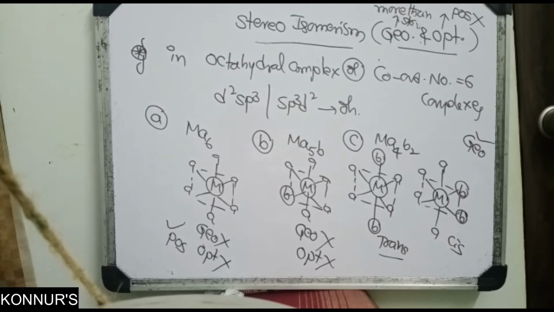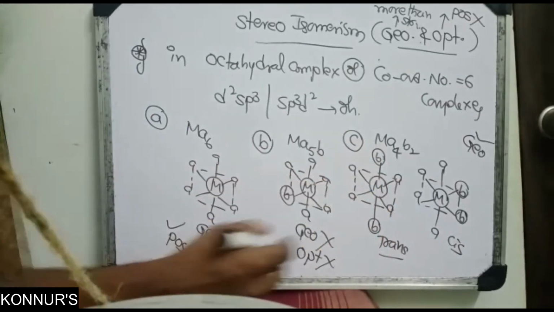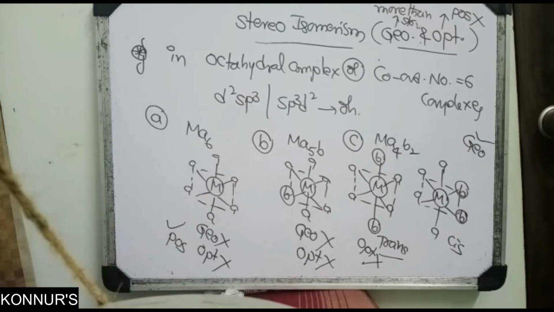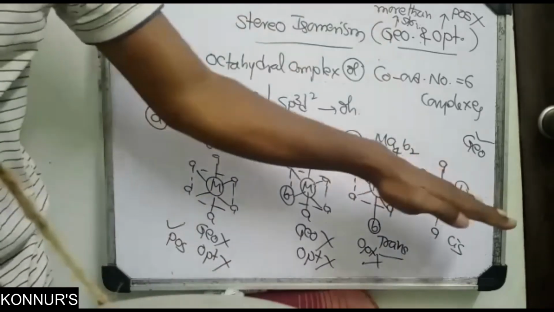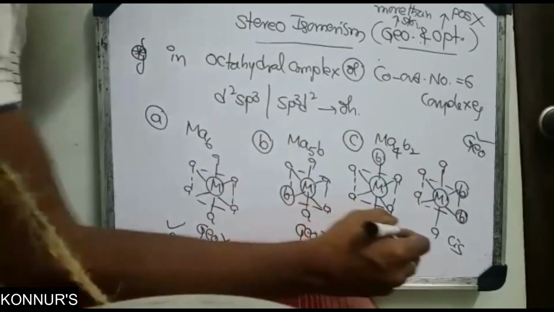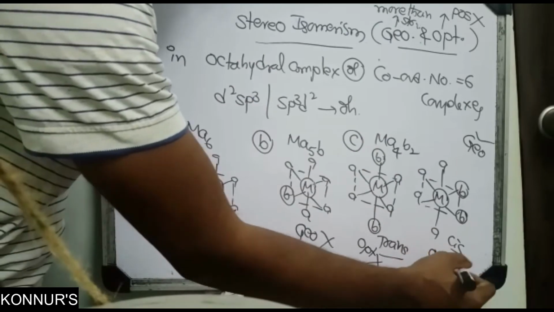Next, you think about optical isomerism. This trans, you cut into two equal halves. So this trans compound is not showing optical activity. Next, you cut like this, and the exact half of it will be separated. So plane of symmetry is there, and plane of symmetry is there means optically inactive.